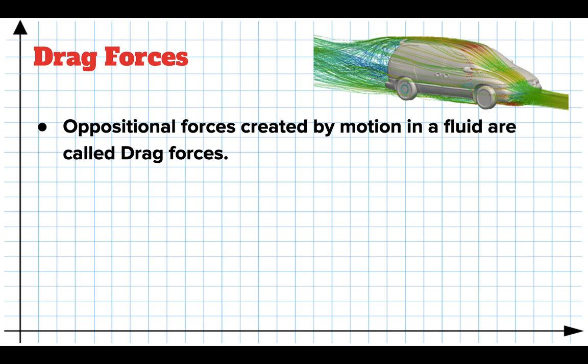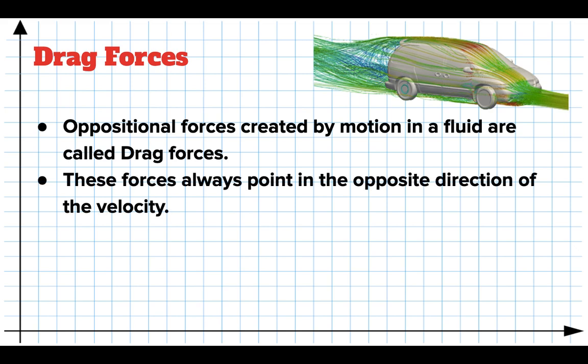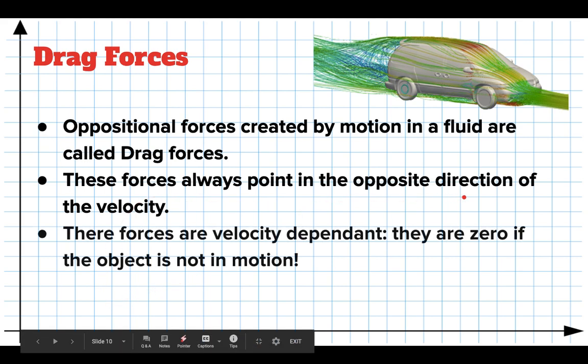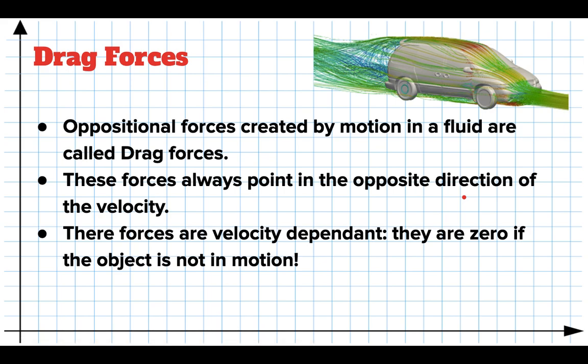If you are in free fall, skydiving, and falling downwards, the air resistance acts upwards. Okay, so it always opposes the motion. So these forces point in the opposite direction of the velocity. And these forces are velocity dependent. If your car stops moving, the air doesn't exert a force on it anymore. Or if you stop moving, there's no drag force at all.